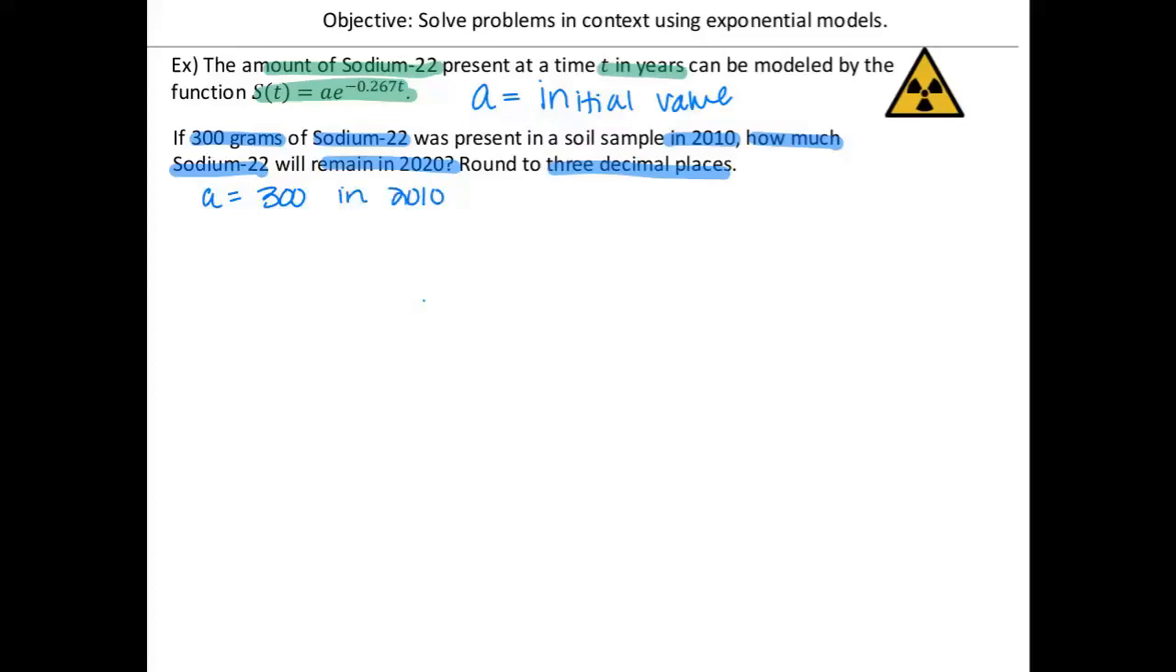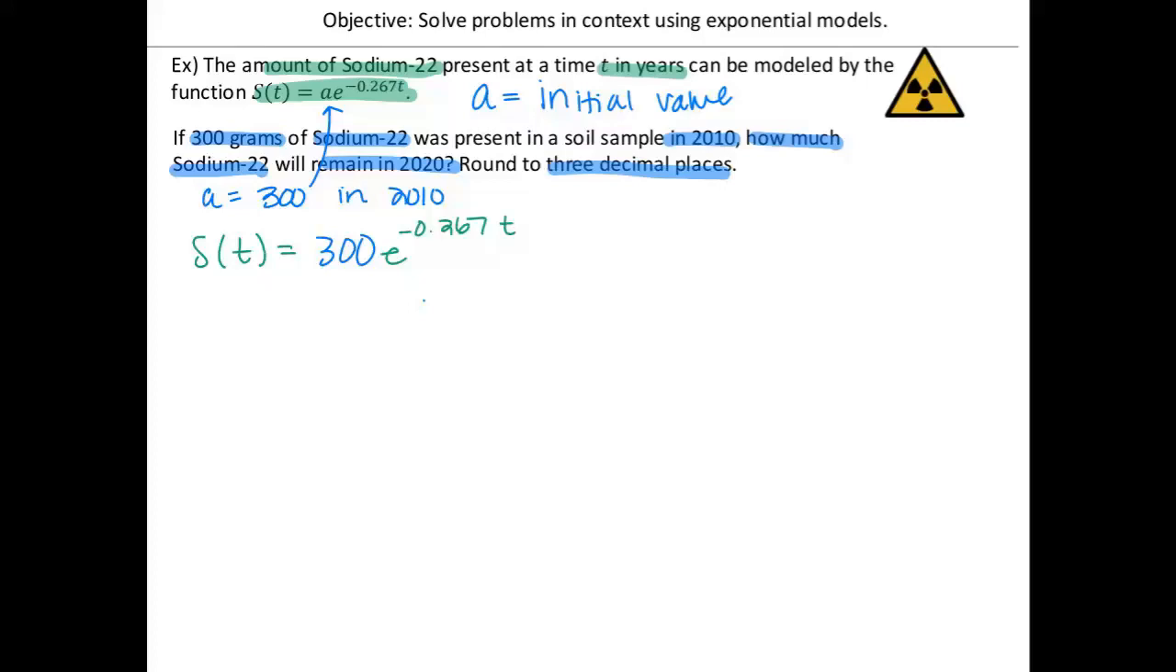So I'm going to plug A into my function S of t to create my equation. I have S of t is equal to A, but A in this case is 300, times e to the negative 0.267 times t. Okay?